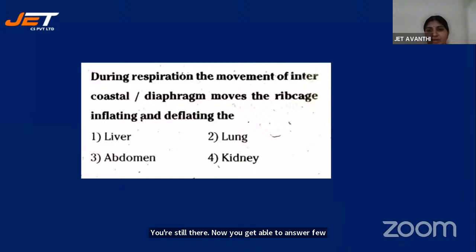During respiration, the movement of the intercostal muscles or the diaphragm, it's again an involuntary action, moves the rib cage, inflating and deflating what? Which part will be moving up and down when the diaphragm moves? I want the answer, children. You can just type directly in the chat box. Yes, very good, children. It is lungs.